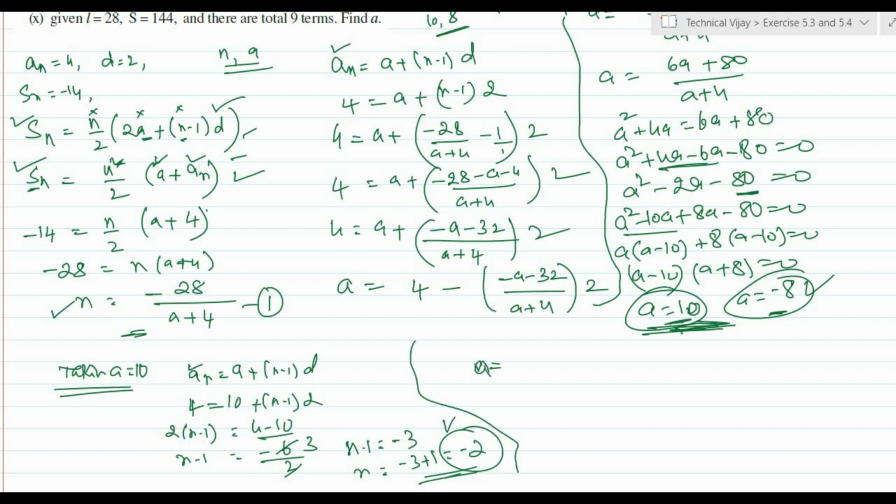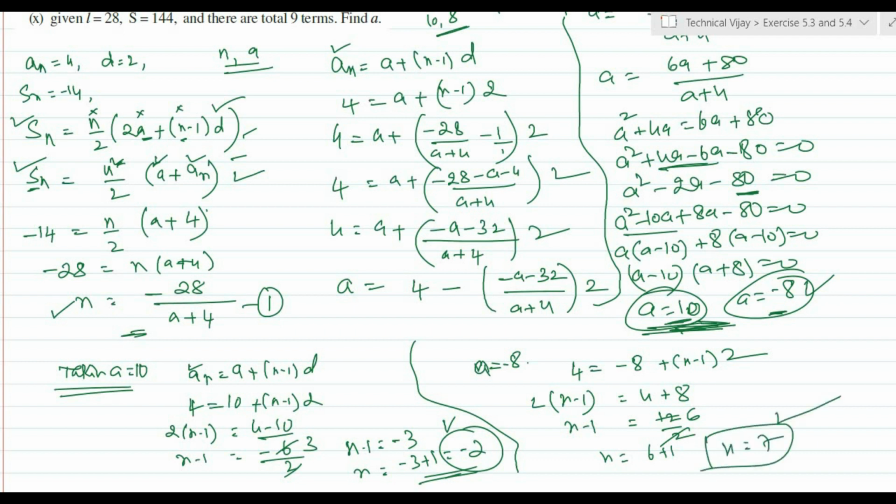We will take a = −8. So aₙ is equal to what? Here we will substitute 4 = −8 + (n − 1) into 2. So (n − 1) into 2 = 4 + 8, since this minus 8 becomes plus on this side. So n − 1 = 12 divided by 2 = 6. So n = 6 + 1 = 7. So n is positive, so this only we have to take. So a = −8, n = 7.